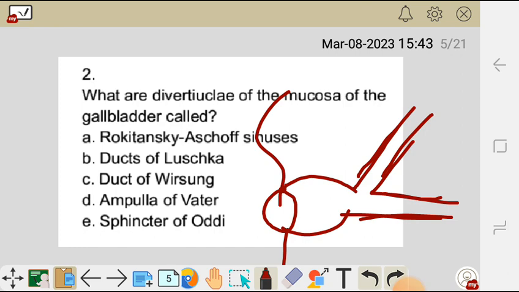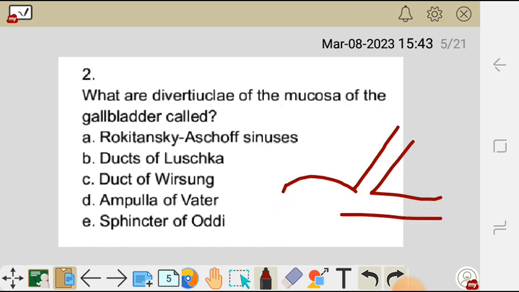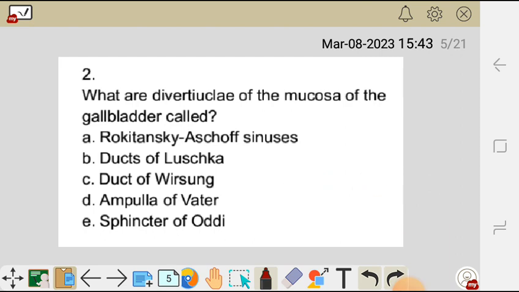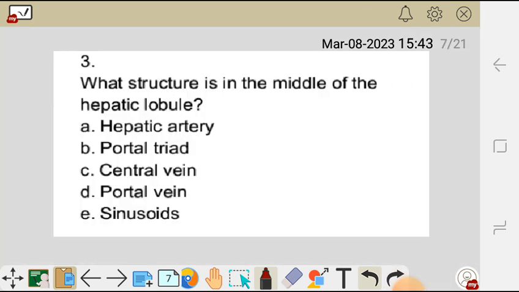On the ampulla of Vater, we have what we call the sphincter of Oddi. The sphincter of Oddi is simply a sphincter on the ampulla of Vater, which controls the secretion of pancreatic juice. So the correct answer for question 2 is A, the Rokitansky-Aschoff sinuses. These are the diverticula on the mucosa of the gallbladder. So we move on to question 3.